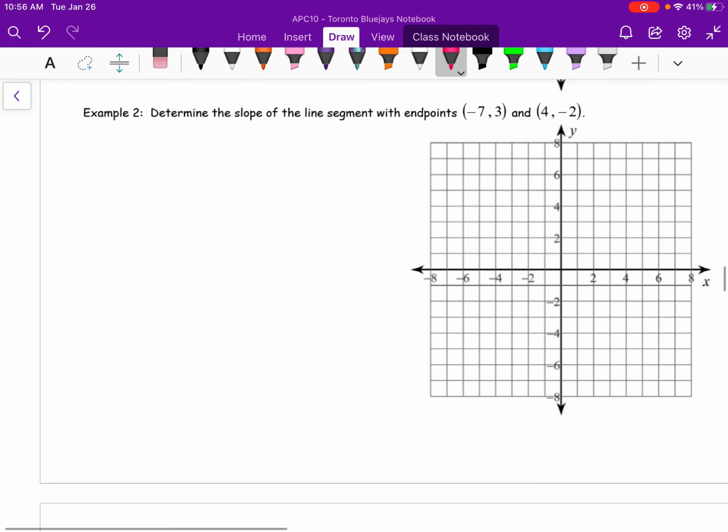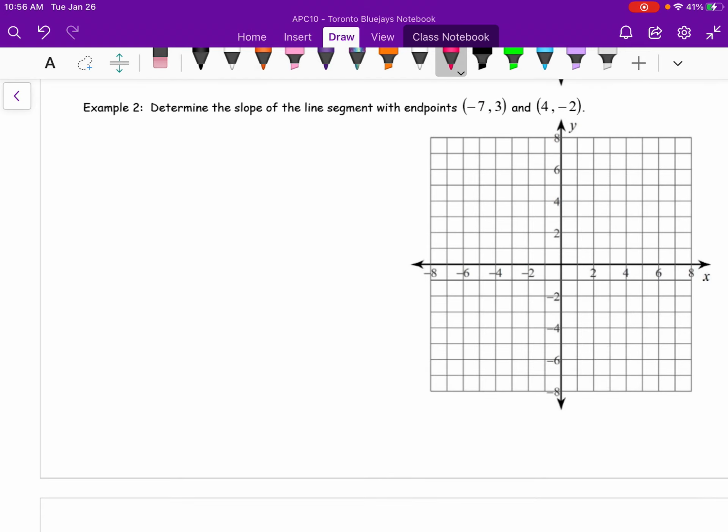Next question. Determine the slope of a line segment that has endpoints -7, 3, and 4, -2. So there's my endpoints of my line segment. Now I need to try to connect that line segment. There we are. I think I did a relatively good job. To help me out, I just call this A and B. Now A and B just helps me keep track of things. So I'm going to make a right angle triangle here.